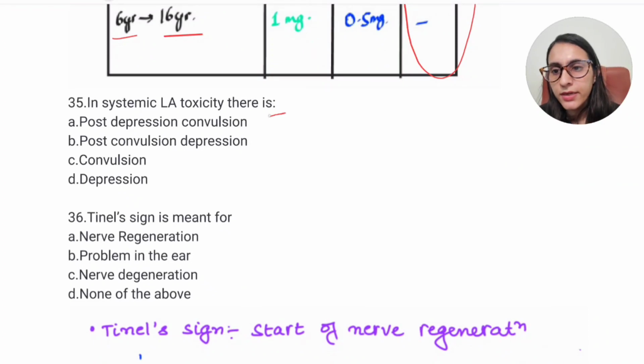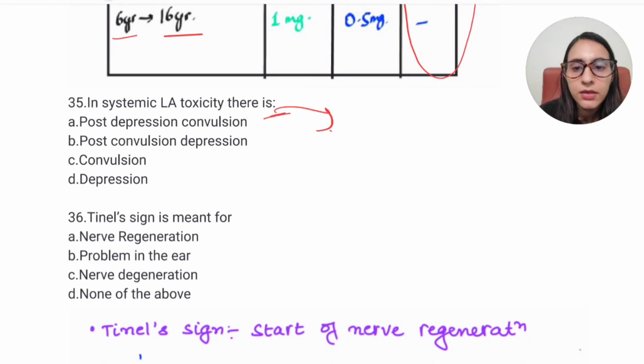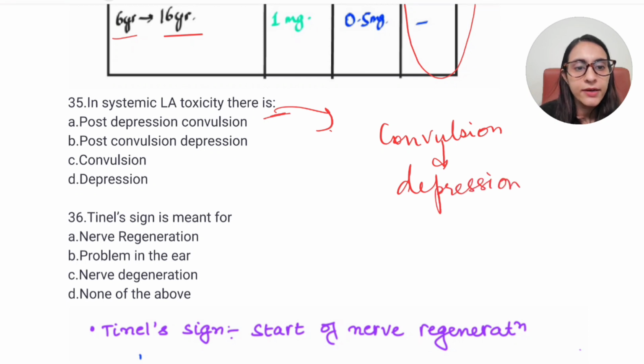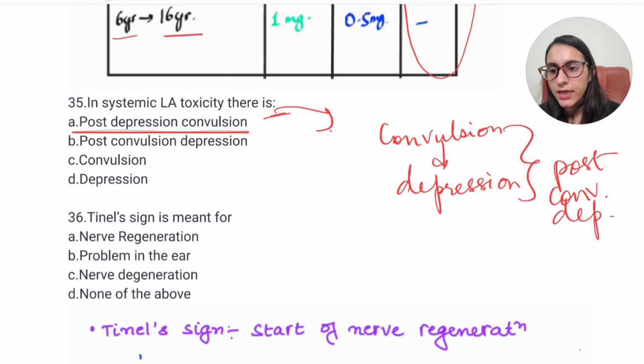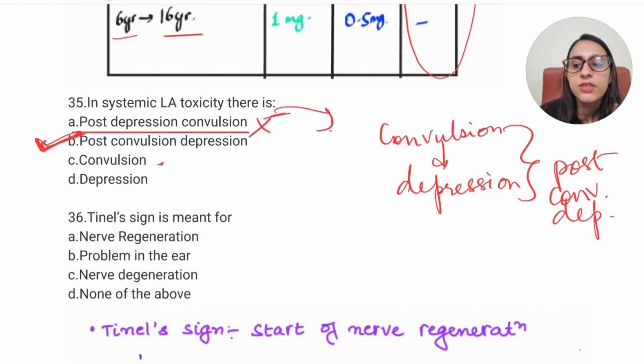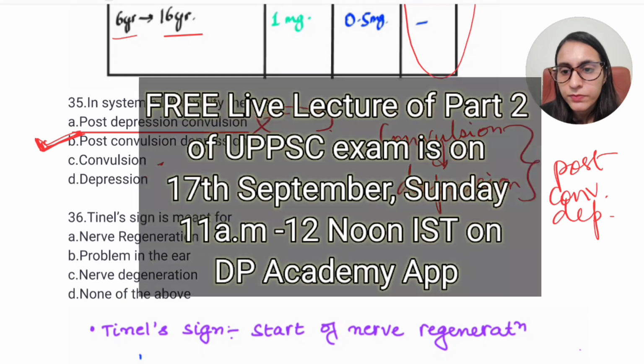Now the next question: in systemic LA toxicity, there is typically a phase of convulsions, and this phase is followed by a phase of depression. So this sequence of events is known as post-convulsion depression. Now post-depression convulsion, which is option A, is not typically a pattern that is seen in systemic LA toxicity. It is the post-convulsion depression that is seen in systemic LA toxicity. Convulsions are a part of systemic LA toxicity, and the depression refers to the post-convulsion phase and not the initial one.